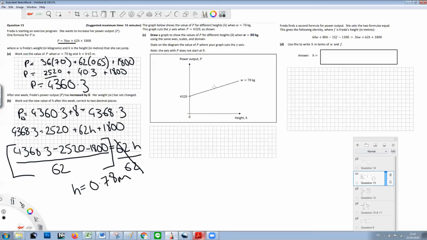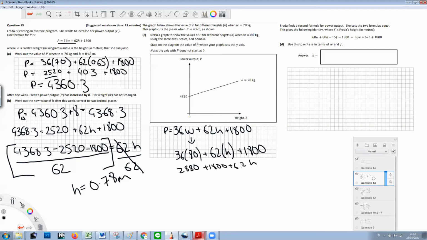So what we're going to do is we're going to sub in our values for 80 and see where we end up. So we had this equation, P is equal to 36W plus 62H plus 1800. And we're going to assume values for H. Now we know that W now is 80 kilograms. So it's 36 times 80 plus 62H plus 1800. So that's going to go to 2880 plus 1800 plus 62H. So we end up with 4680 plus 62H is equal to P.